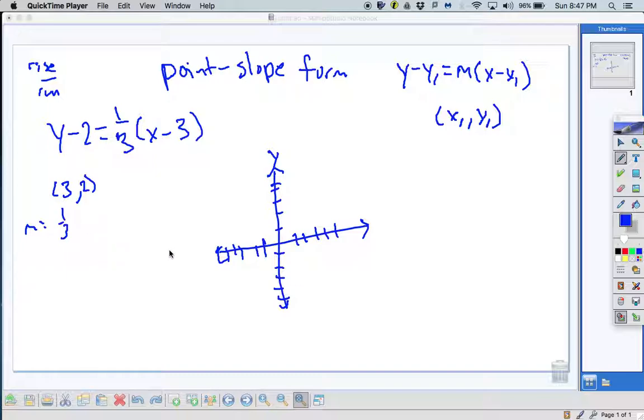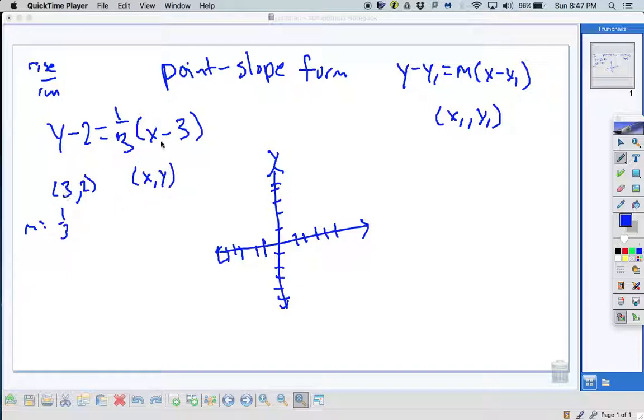Okay, so when we were in slope-intercept form, we always started at the y-intercept. You're not given the y-intercept this time. What you are given is a point. So you're going to start by graphing the point. So first we need to graph 3 comma 2. Remember, points are always in the form x comma y.